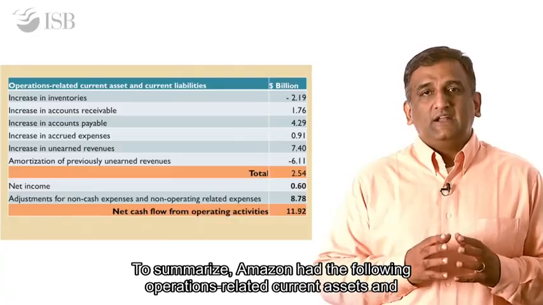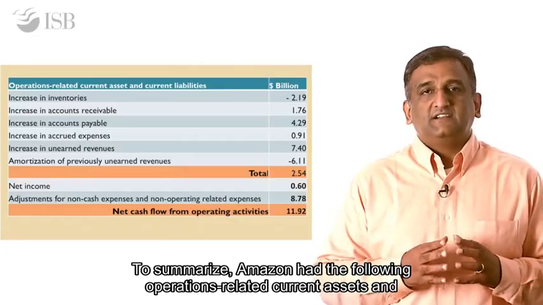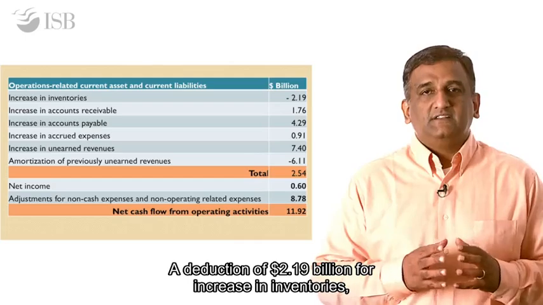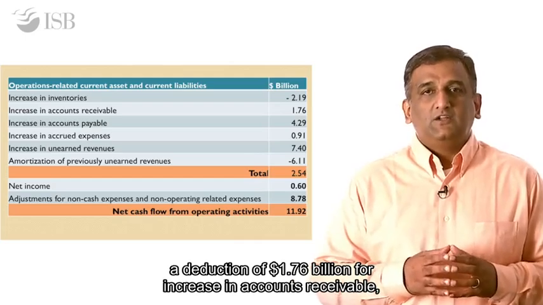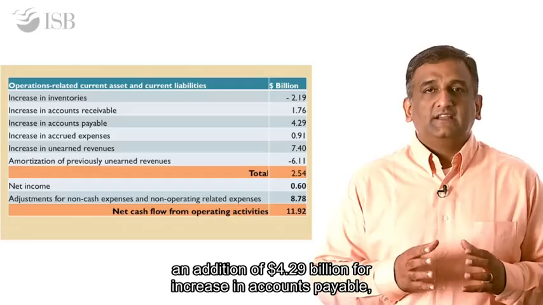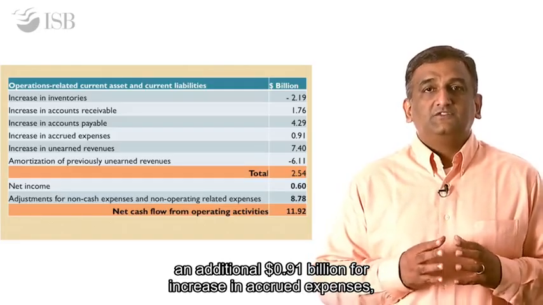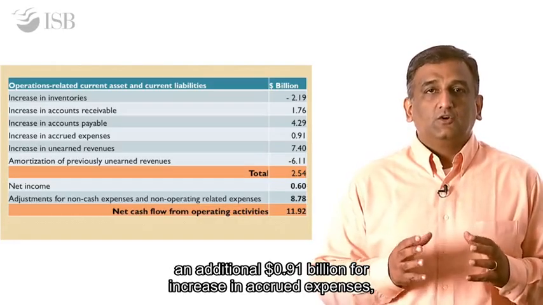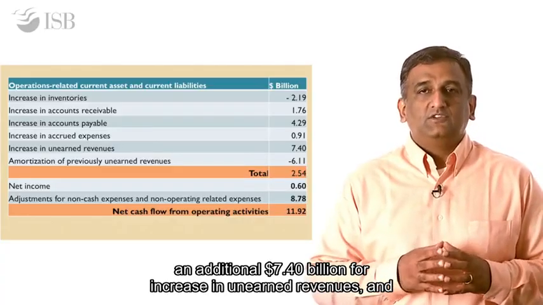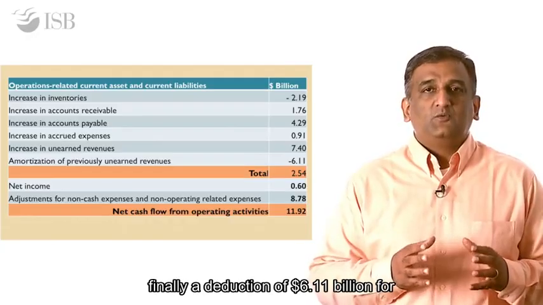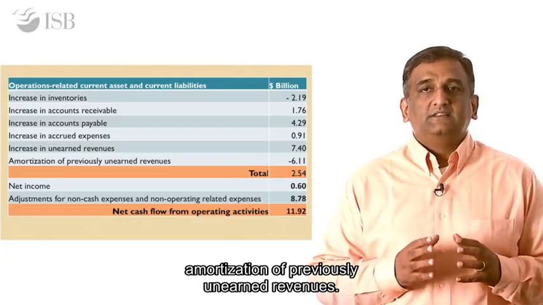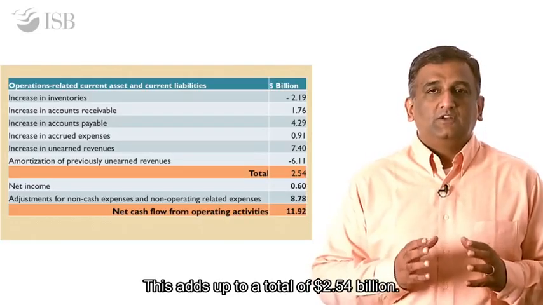To summarize, Amazon had the following operations-related current assets and current liabilities: a deduction of $2.19 billion for increase in inventories, a deduction of $1.76 billion for increase in accounts receivable, an addition of $4.29 billion for increase in accounts payable, an addition of $0.91 billion for increase in accrued expenses, an addition of $7.40 billion for increase in unearned revenues, and finally a deduction of $6.11 billion for amortization of previously unearned revenues. This adds up to a total of $2.54 billion.